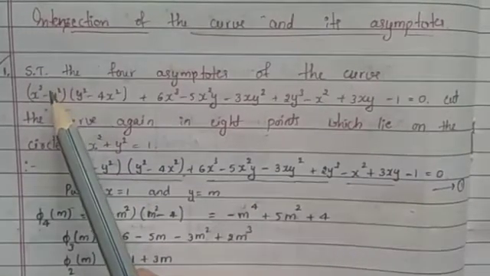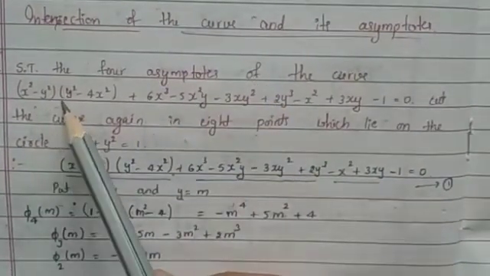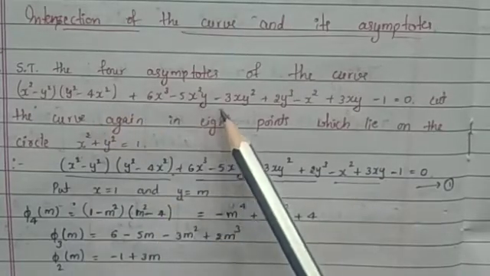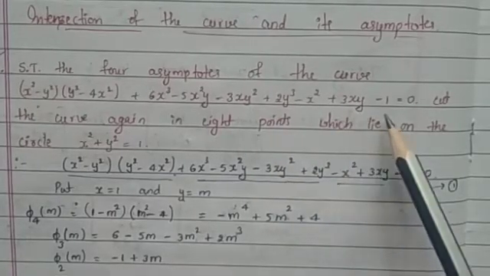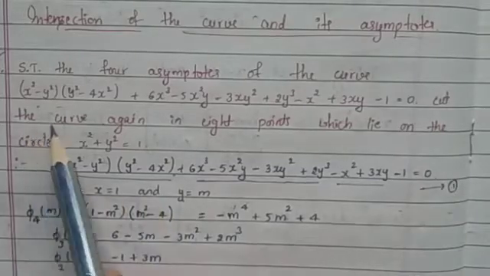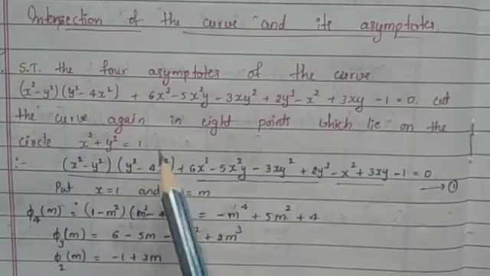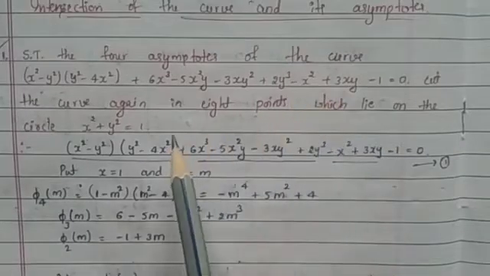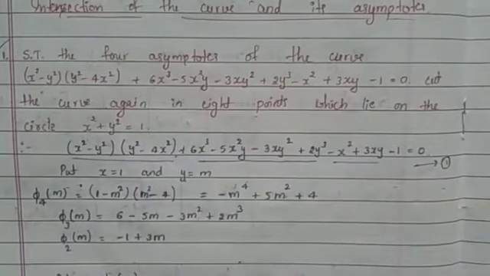The first problem is: show that the four asymptotes of the curve (x² − y²)(y² − 4x²) + 6x³ − 5x²y − 3xy² + 2y³ − x² + 3xy − 1 = 0 cut the curve again in 8 points which lie on the circle x² + y² = 1. First, we find the asymptotes. After that, we show that this curve is cut again in 8 points which lie on the circle x² + y² = 1.